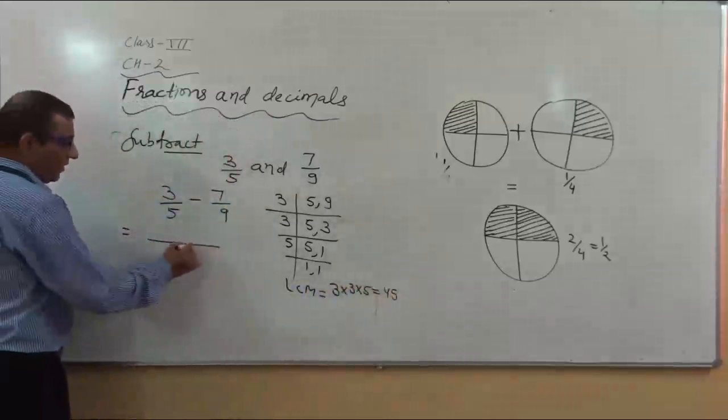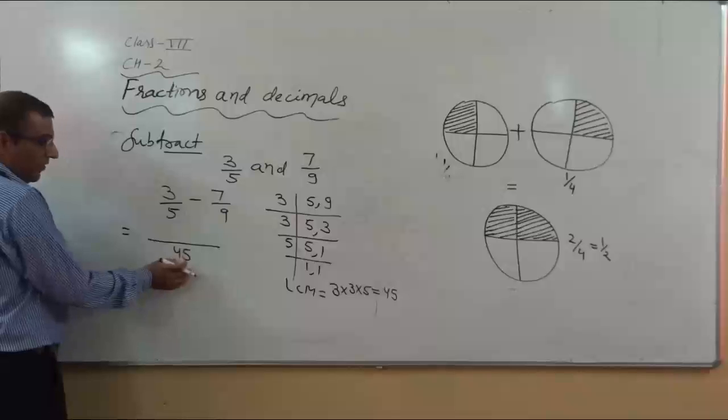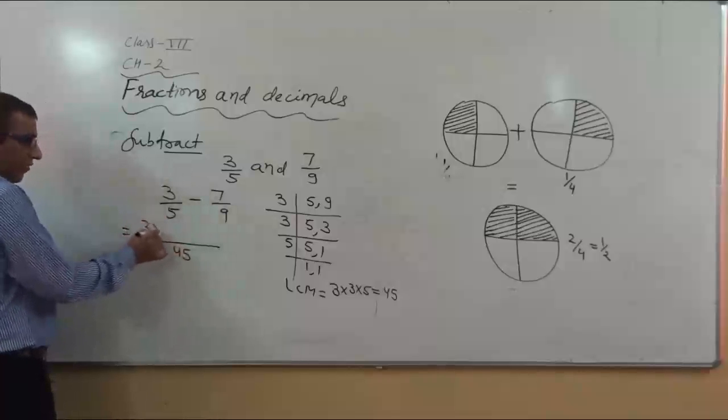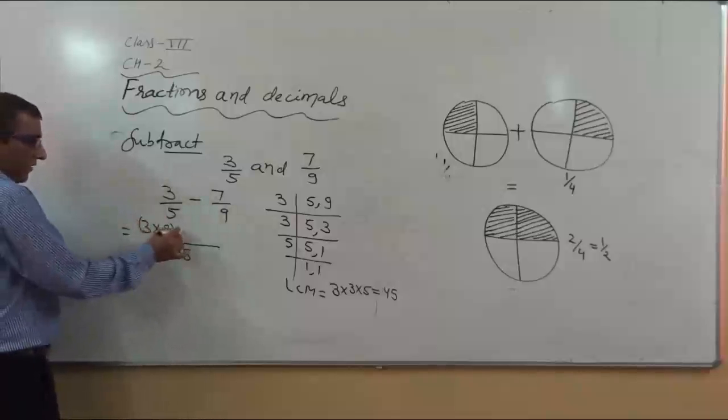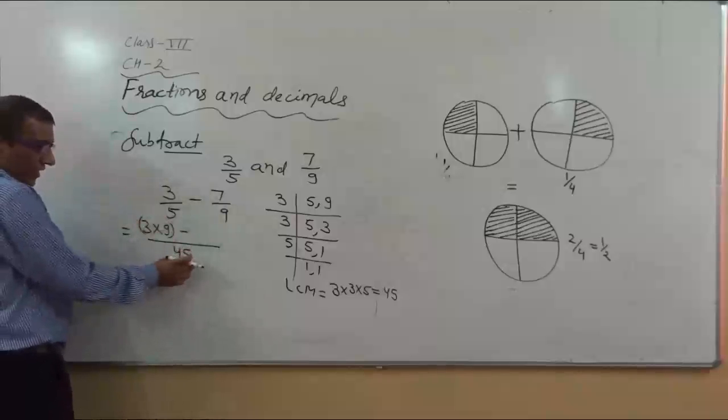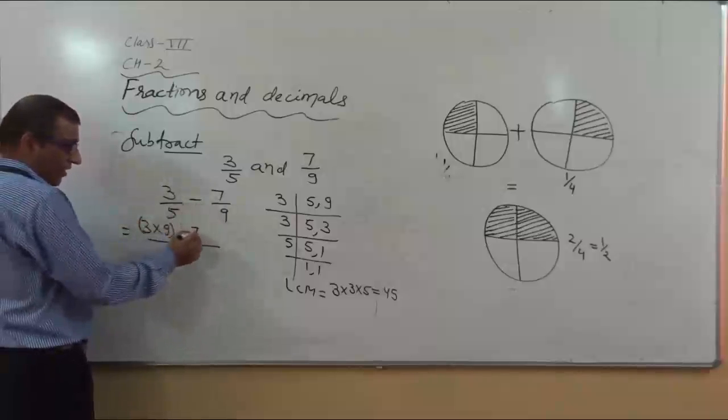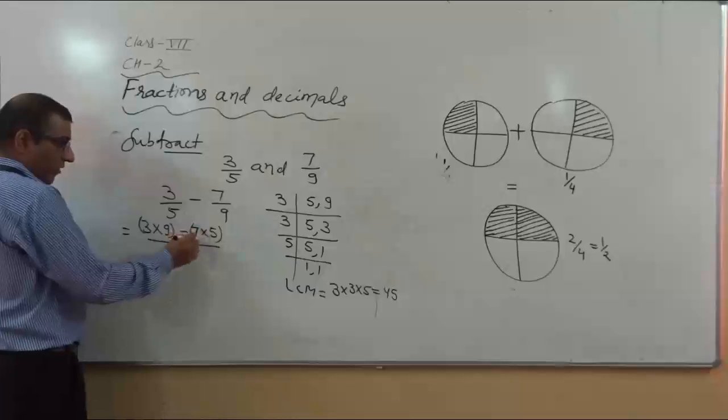What we will do? Again we will write here 45. Divide this LCM by 5, you will get 9. So we will write here 3 into 9. Then minus sign. Again you will divide this LCM by 9, you will get 5. Multiply 7 with 5. Now you will solve it.